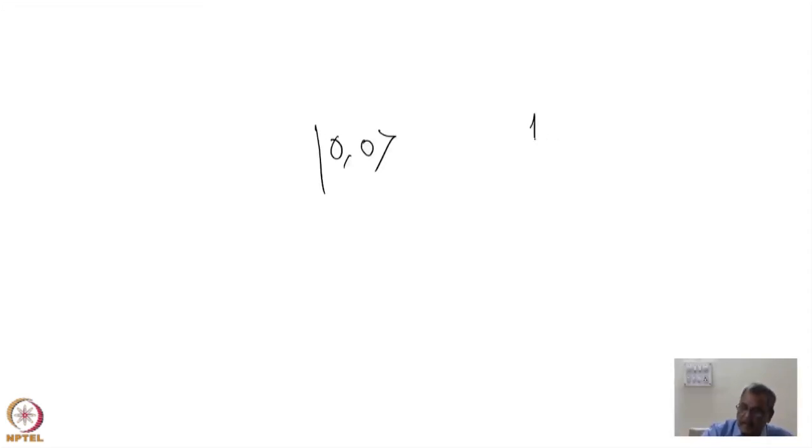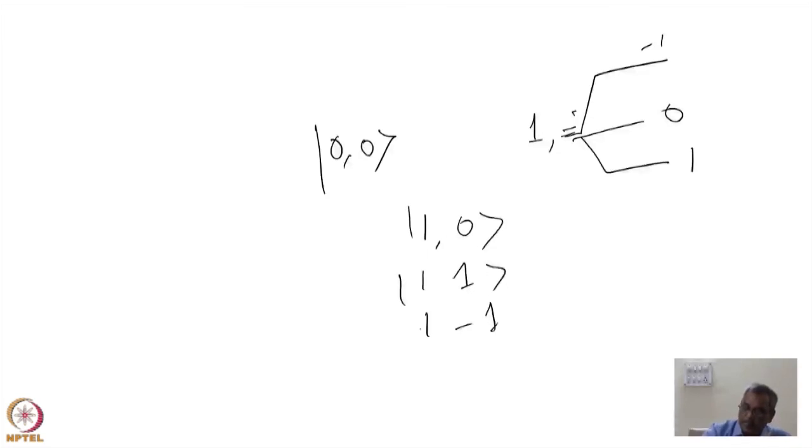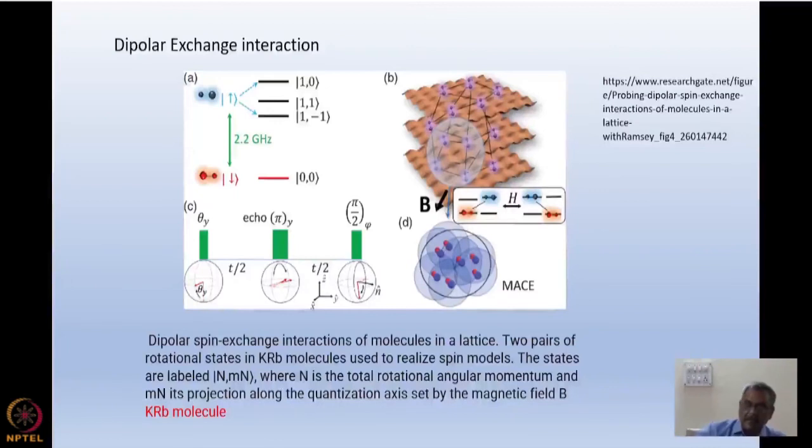So there is a 0, 0 state, and also, if the principal quantum number is 1, then there can be three possible values: minus 1, 0, 1. This depends on the energy hierarchy of the spin 1 system. Primarily I am talking about exchange between the 0, 0 state and the 1, 0, 1, 1, 1, minus 1 states of a molecule. Again, I can calculate the transfer integral and give you the energetic value of this double exchange integral. This is a dipolar spin exchange interaction of molecules in a layer, so spin 0 to spin 1 and spin 1 to spin 0 is the interaction in this case.